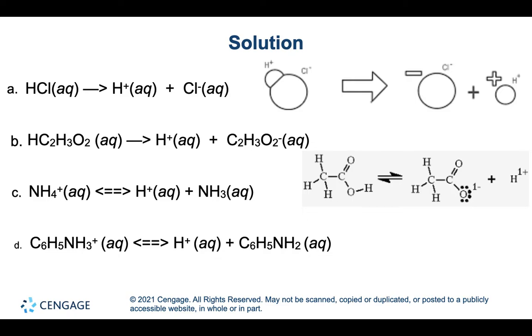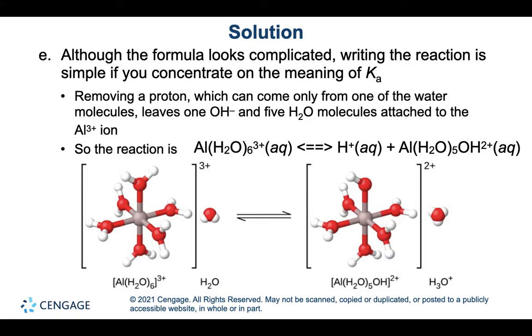Here we have the aniline ion, C6H5NH3+. If you take H plus away from that formula, you get C6H5NH2. Now finally, the hydrated aluminum ion. This looks complicated, but just keep in mind all we're doing is taking H plus away from the formula.